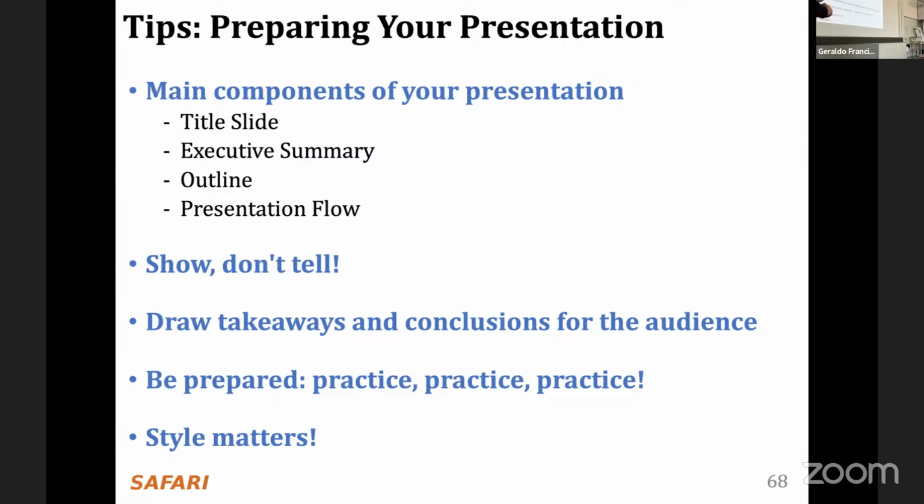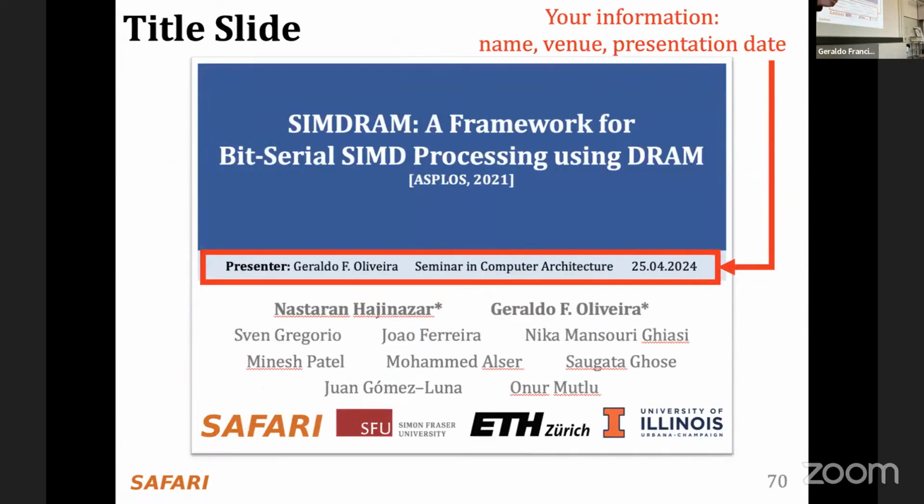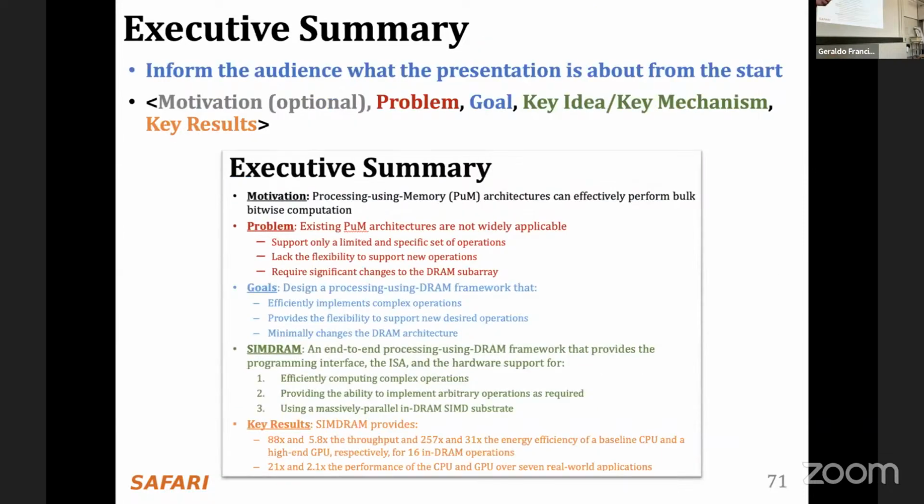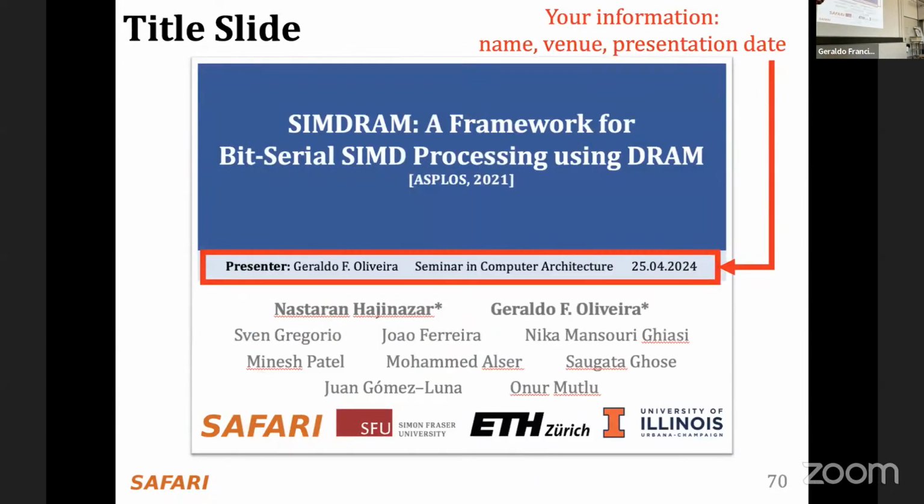So if not, I'm going to give you some discussion, some tips on preparing a presentation itself, on actually sitting down and writing out the presentation. So the main components of your presentation should be, I'm going to go through them one by one. So you should start your presentation. This is based on what I see from previous semesters, and people forget to do it.